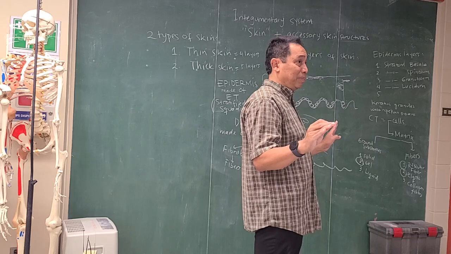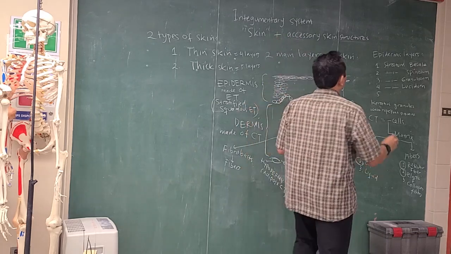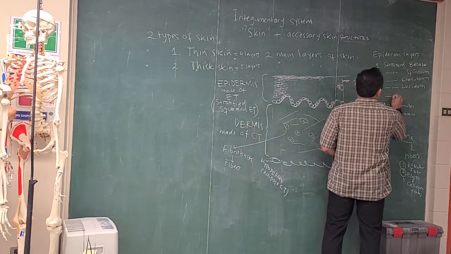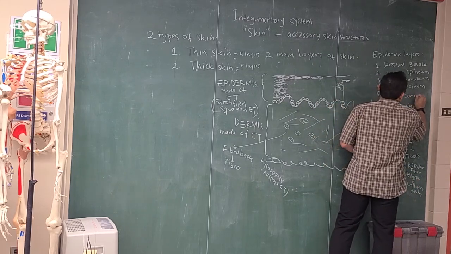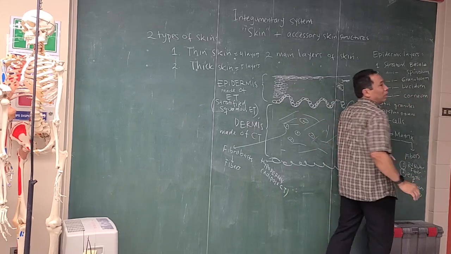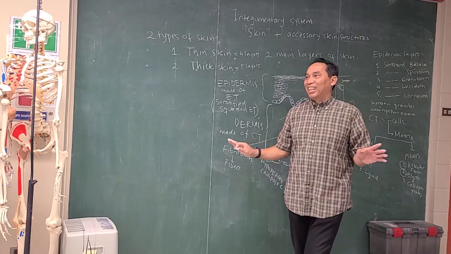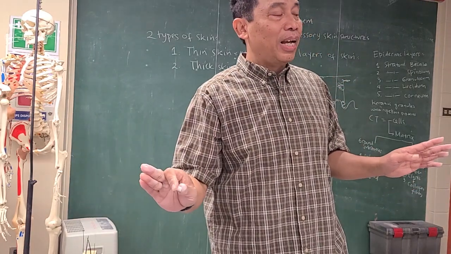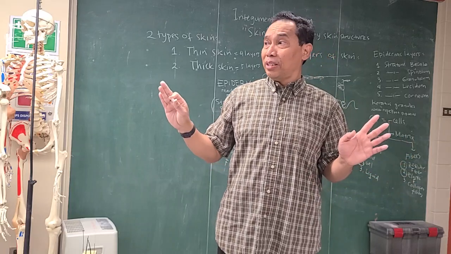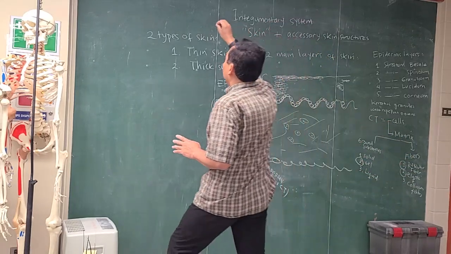You get that? And the last layer is called the stratum corneum. Of course, the top layer will be all dead cells, flaky dead cells. Some people have a disease called psoriasis. Have you ever heard about people with this?